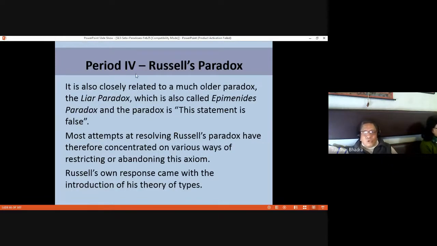Now coming to the fourth one, Russell's paradox continued. It is also closely related to a much older paradox, the liar paradox, which is also called the Epimenides paradox, where the statement is false. Most attempts at resolving Russell's paradox have therefore concentrated on various ways of restricting or abandoning this axiom. Russell's own response came with the introduction of the theory of types.